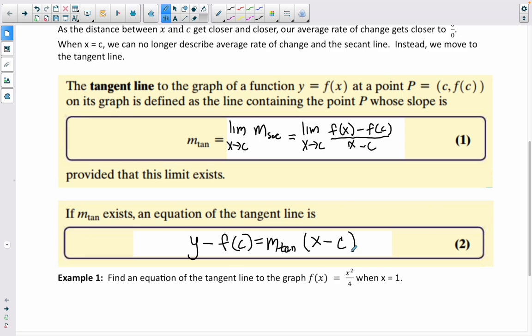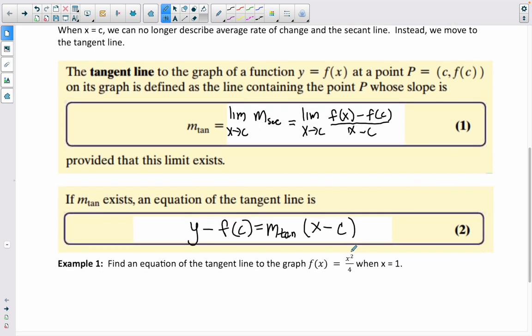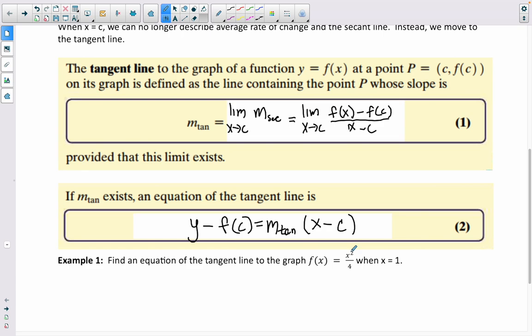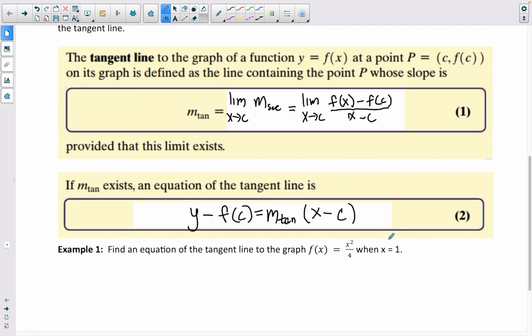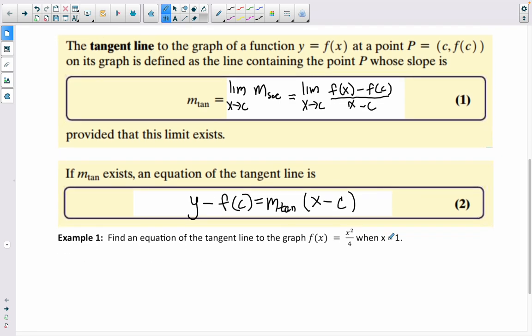So we're going to take a try at this first example. We're going to find the equation of the tangent line to the graph f of x equals x squared over 4 when x equals 1. Right, so hopefully you tried this. So the first thing we want to do is find the slope of the tangent.